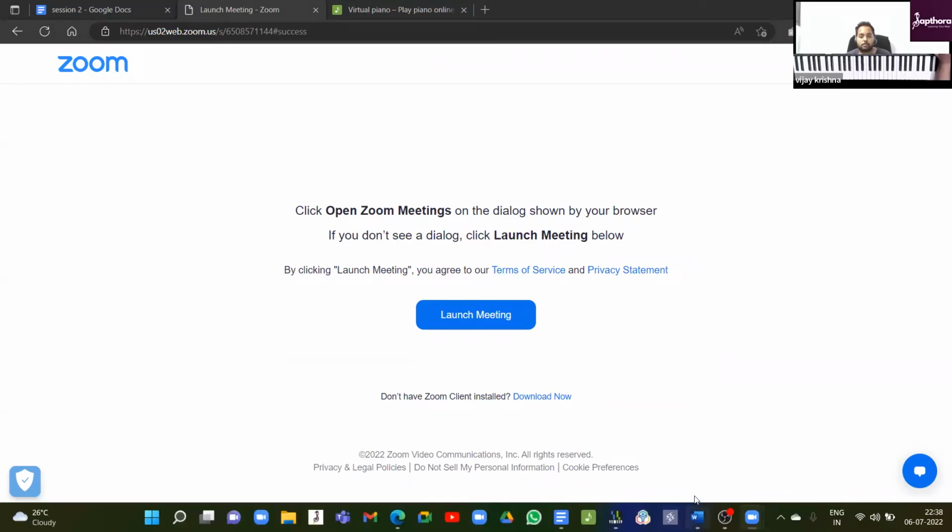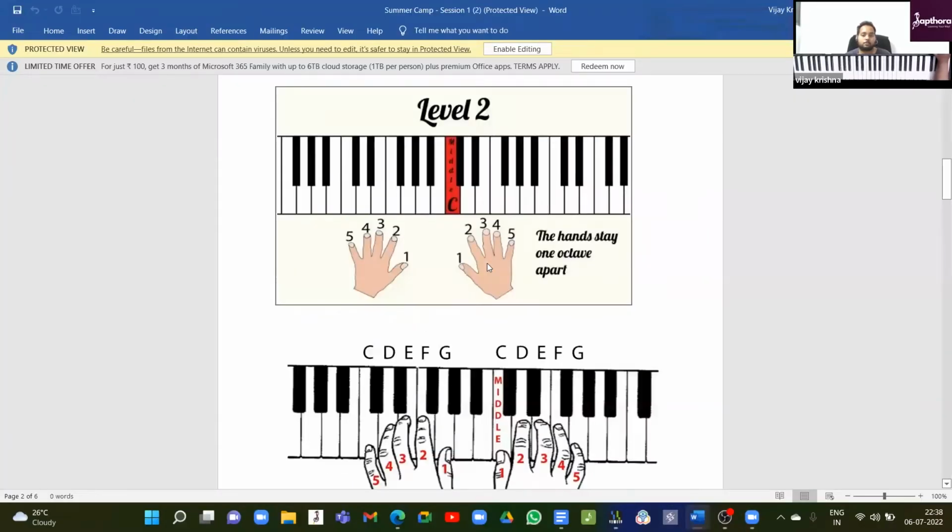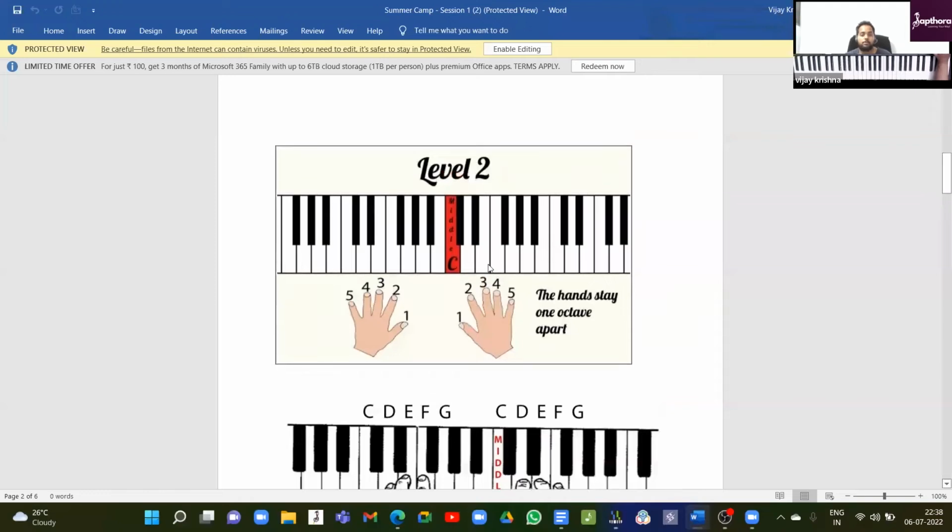So before going to play that, I'm going to present my screen and show you how the lesson looks, the C major scale. Before going to the playing part, we are going to learn the finger numbers as we learned already in the last class. These finger numbers are very important and play a key role in today's lesson, so you need to remember them.